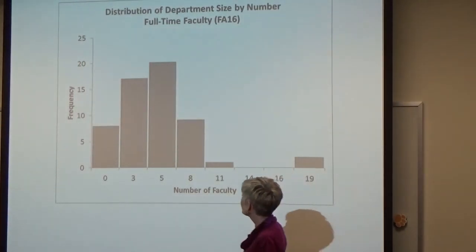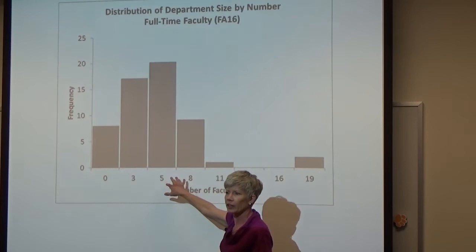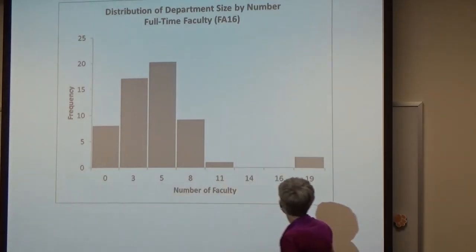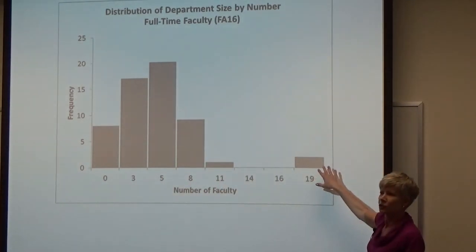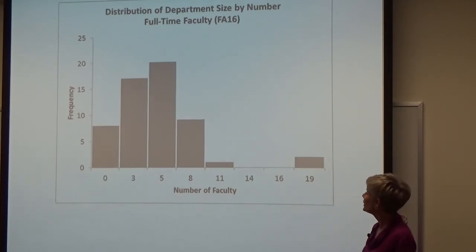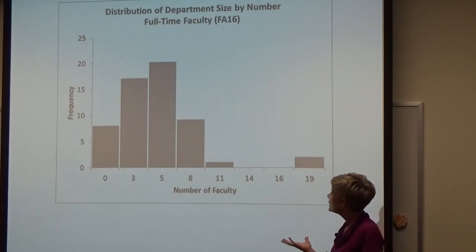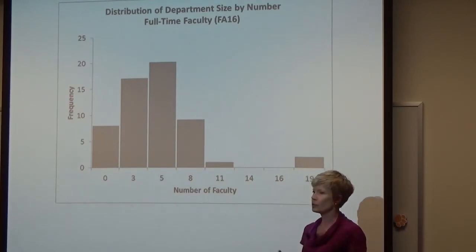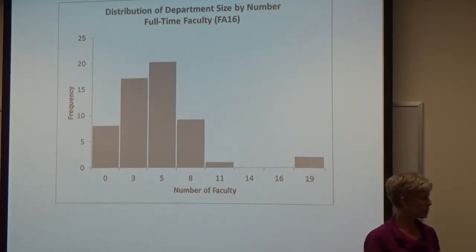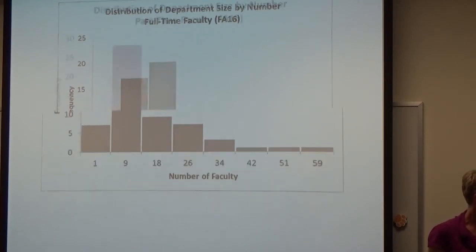Most of our departments have between 3 and 8 full-time faculty, so those are moderate size. And then we have math and English over here with an unusually large number of faculty because they're just really big departments. So when I first looked at these kinds of data, I was like, oh, my department's actually sort of medium-sized. So that's interesting if you have no idea.